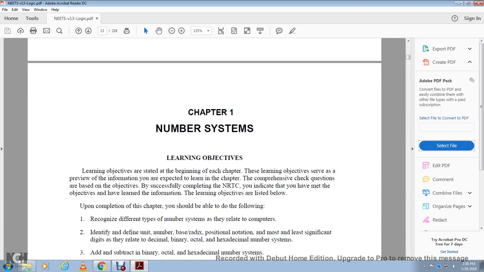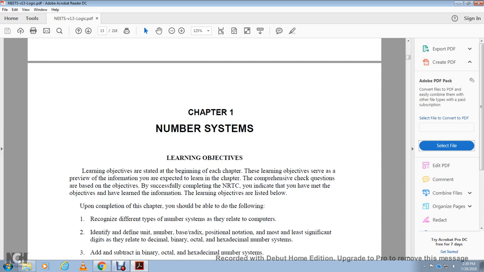Chapter 1, Number Systems. Learning objectives. The learning objectives appear at the beginning of each chapter. They are a preview of the information in the chapter. The comprehensive check questions are based on these objectives, and you must learn the information listed in the objectives to successfully complete the NRTC.